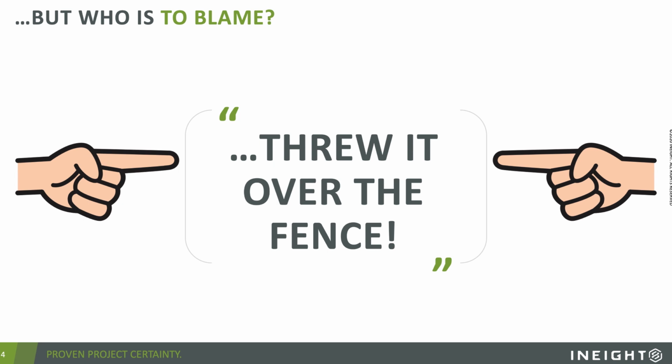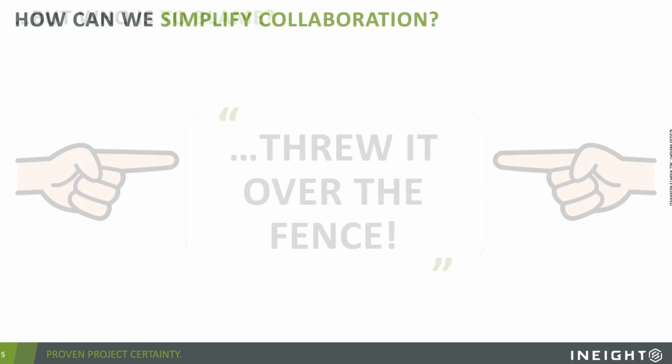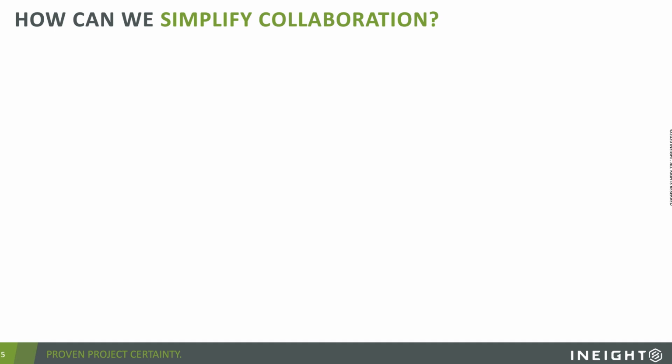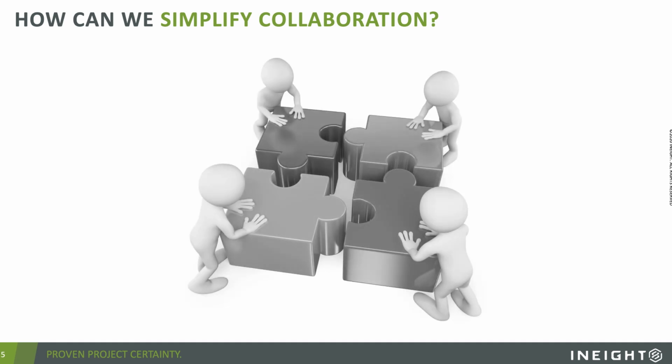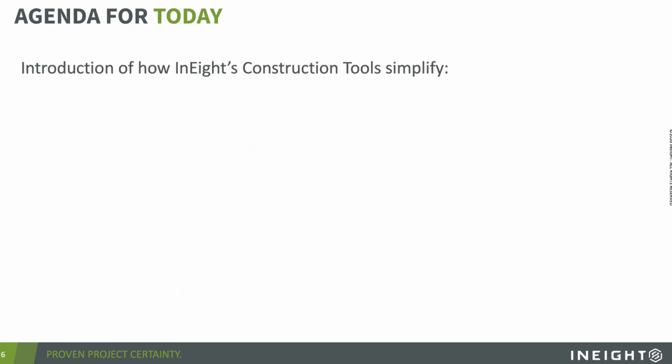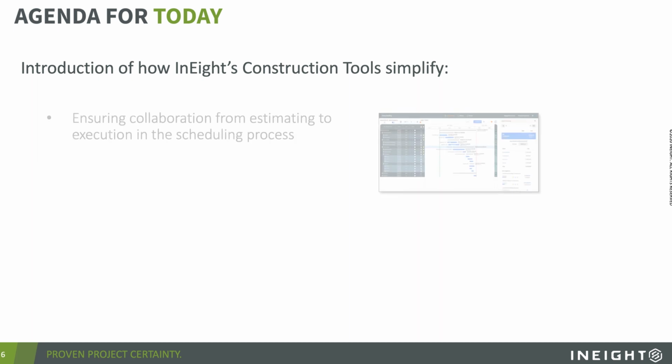And so really what we want to focus on today is not who's to blame, but how can we simplify collaboration? How can we as a team work better to put those silos together and communicate our plan all the way through to execution and really close that loop so the next time we do it, it isn't as difficult as it was last time. So today we're going to focus on how InEight's set of construction tool solutions simplify those things.